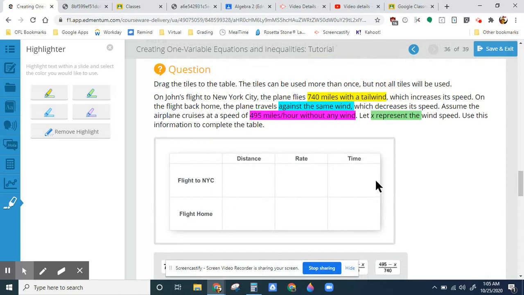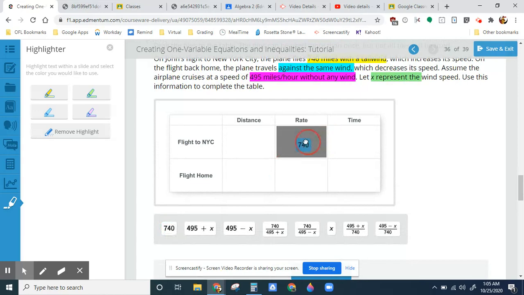So the rate. The rate is this, but we're going to add or subtract the speed. So when he's going from New York, what we're doing here is, this one's simple. What's his rate? This is his rate.